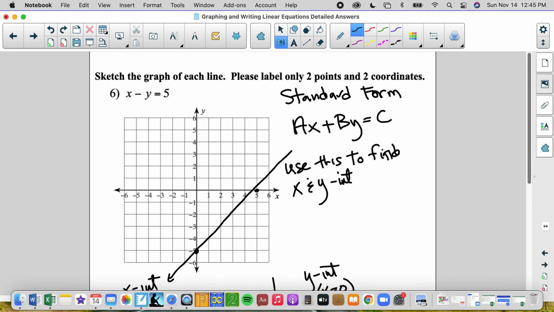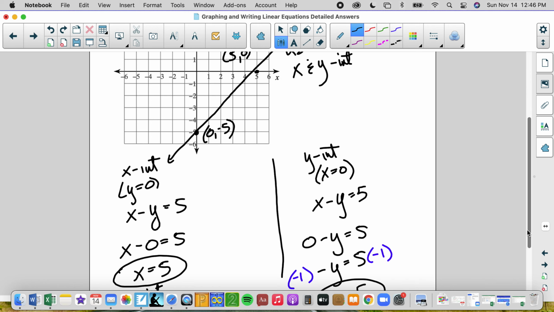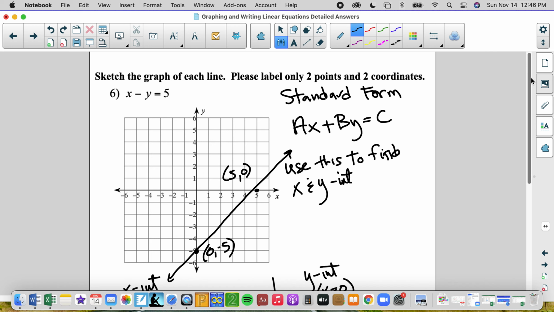And when it's in standard form, I will accept only 2 points. All you have to do is plot 2 points and label 2 points. Now remember, we could use the cover-up method, if you want to. Anytime we plug in 0, it's going to take away that variable. And so we would cover it up.